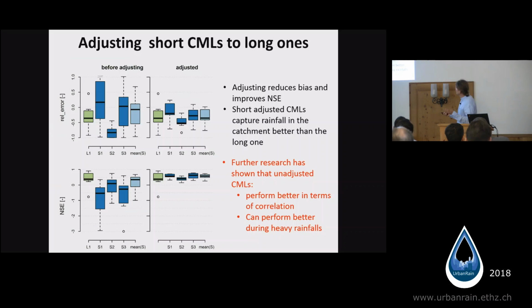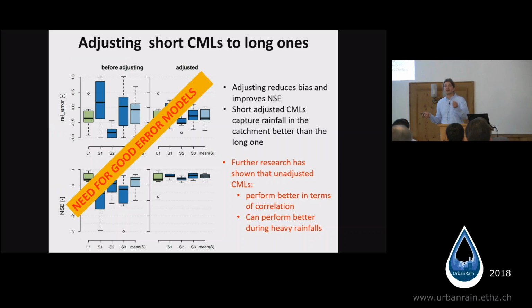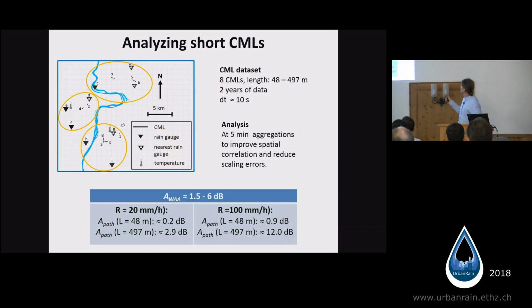So we were thinking about what to do, and probably a much better approach is to try to quantify, or better parameterize, these error models and do some more advanced merging, taking into account different uncertainties. And for this, you need to quantify especially this wet antenna attenuation. So one approach, what I was talking about, is using these short microwave links.